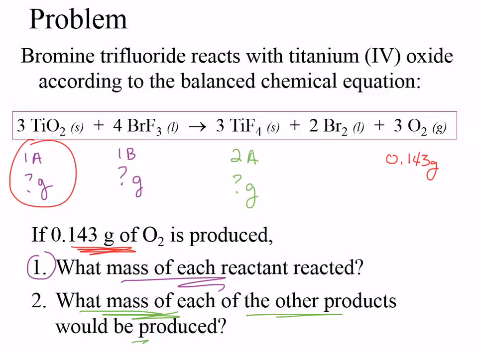How much TiF4 could you get if you had 0.143 grams of O2? And here under the Br2, I'm going to put 2B, question mark grams of that product. Stoichiometric calculations don't have to go from a reactant to a product. In this case, we're going from the mass of a product to the mass of something else.